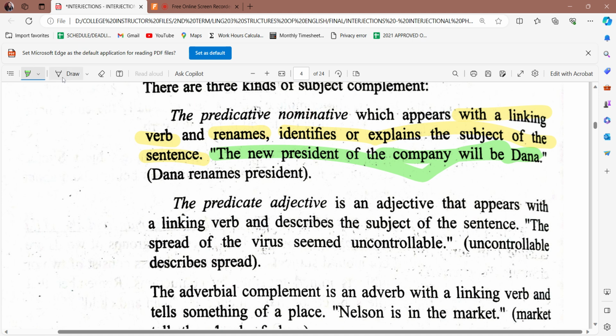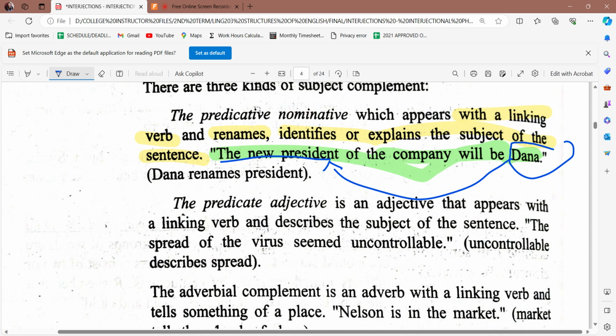subject of the sentence, in which, by the way, the subject of the sentence is the new president, since we are talking about the new president of the company. And what renames or identifies the new president, or who is the new president of the company? We have Dana. So therefore, Dana here is our predicate nominative.